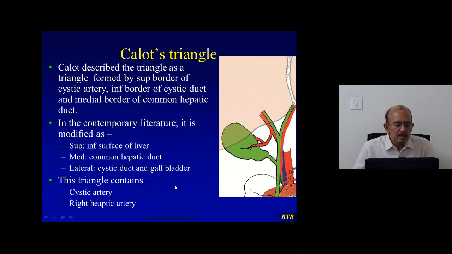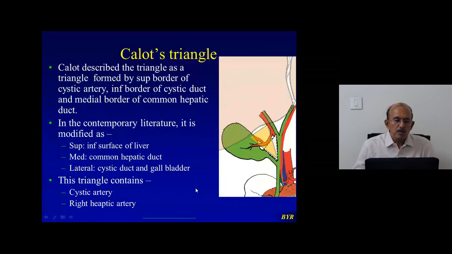Is this clear? Okay. You can expect this question in the examination at any time. This is one of the very frequently asked questions in the examination, so you must all be thorough with this. So this is the Calot triangle.